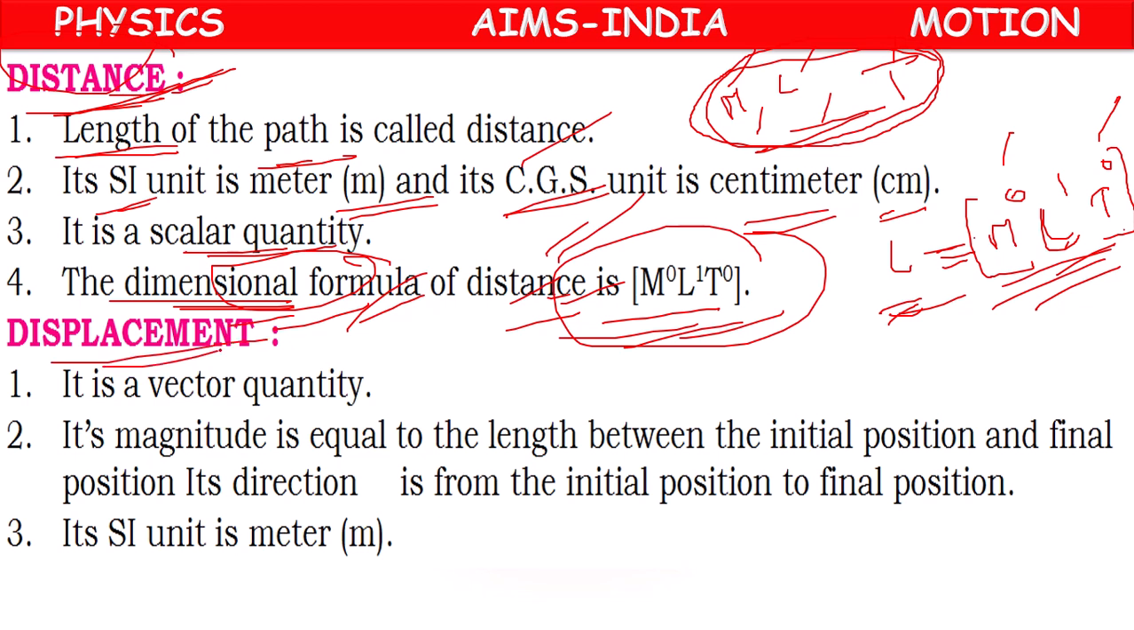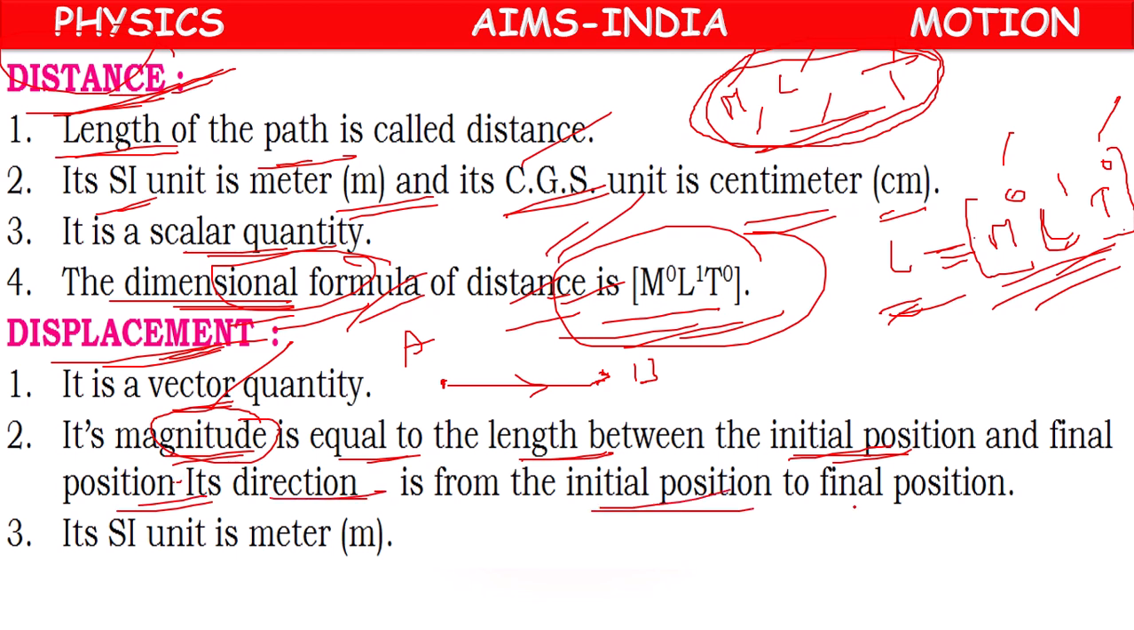So what about displacement? Displacement is a vector quantity, because displacement means the shortest possible path. It will be a straight line, and the direction will be along the straight line. Its magnitude, its value, is equal to the length between initial position and final position. Its direction will be from initial position to final position like a straight line. Its SI unit is meter and its CGS unit is centimeter. Units are same.